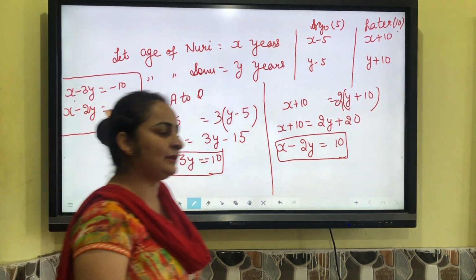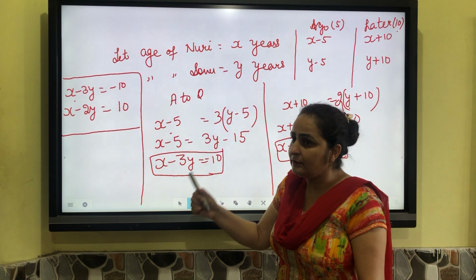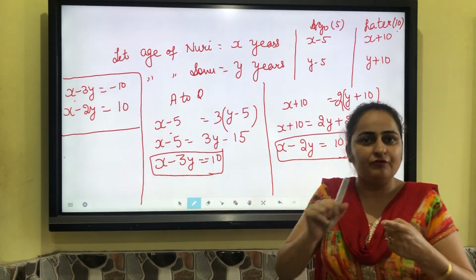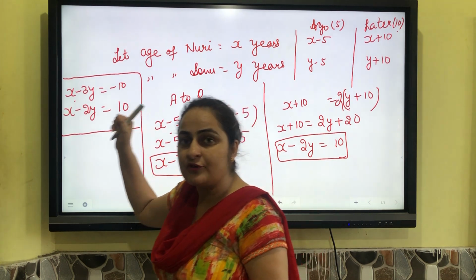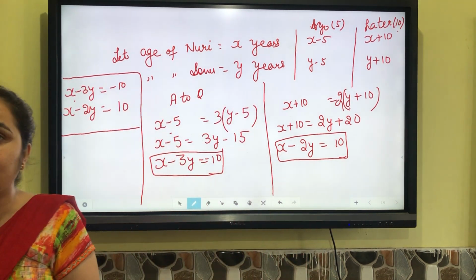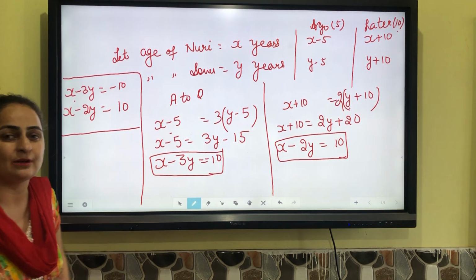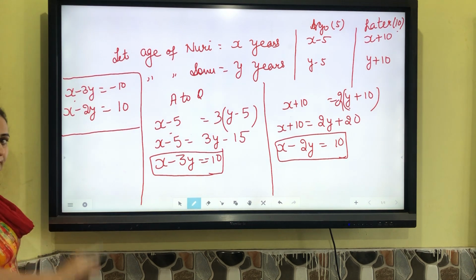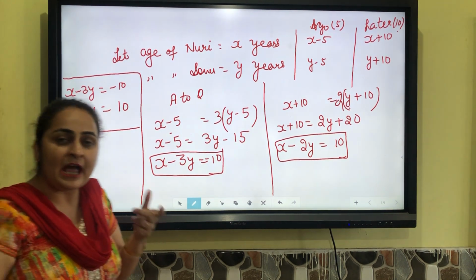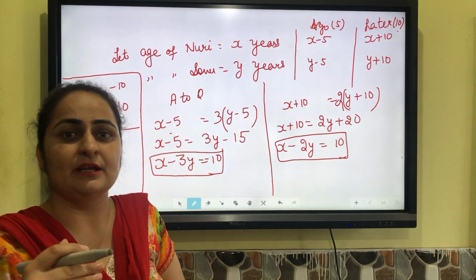For elimination method, what we will check here? We will check here whether the coefficient of x or y, any one, may be equal. In this case, the coefficient of x is equal, therefore we don't have any need to multiply on either side of the number. So we have to directly subtract these equations. How we will subtract? We have to subtract by changing the sign of the second equation.